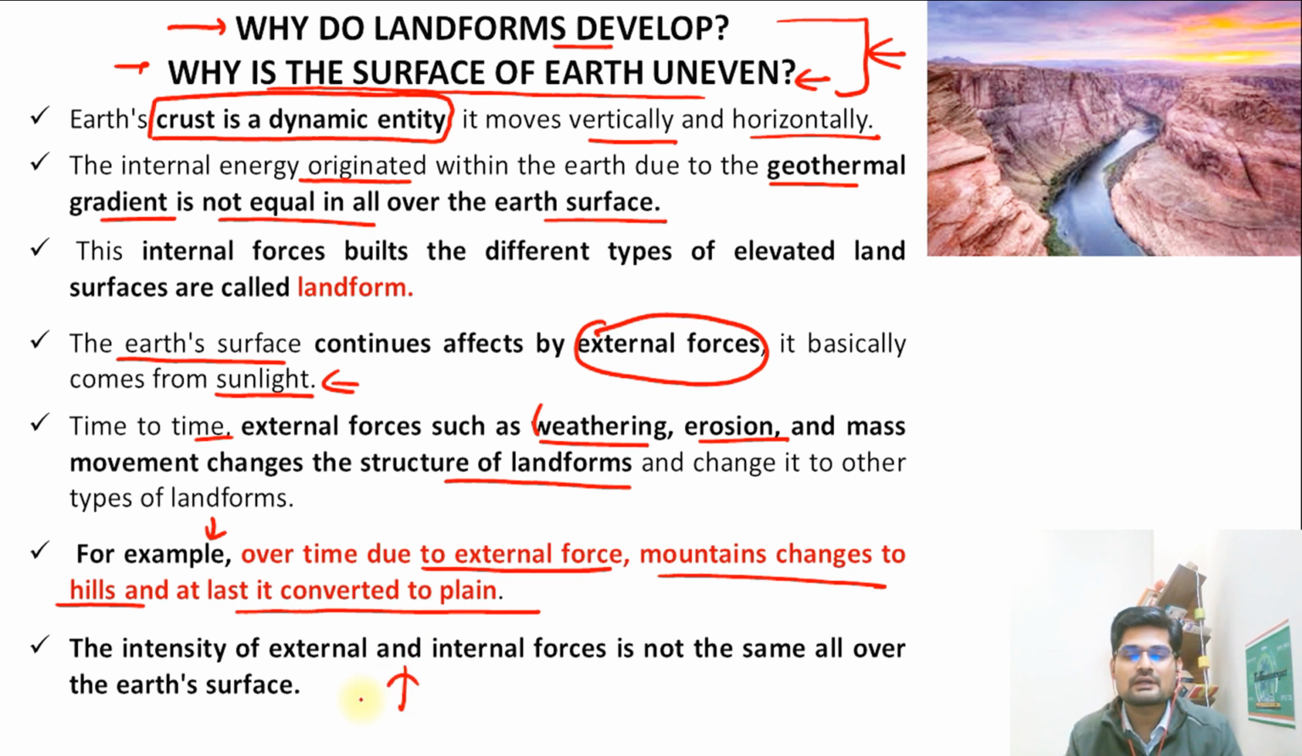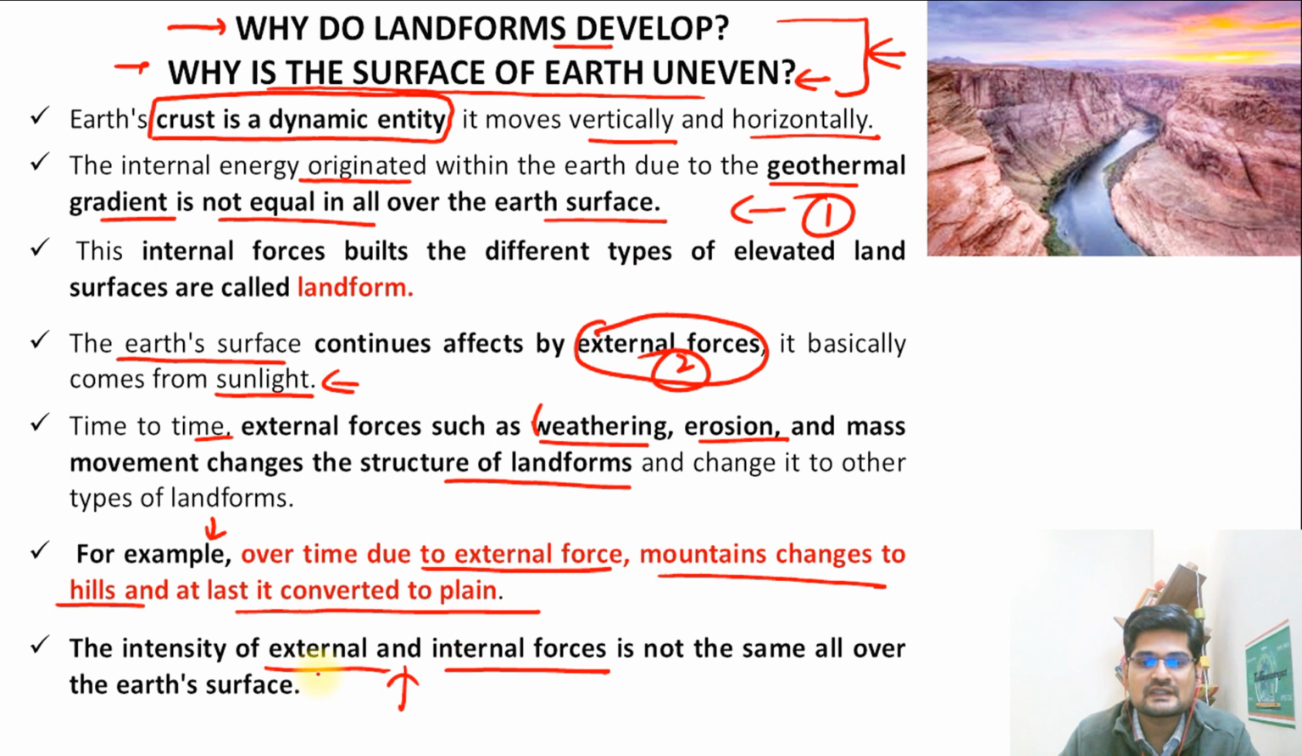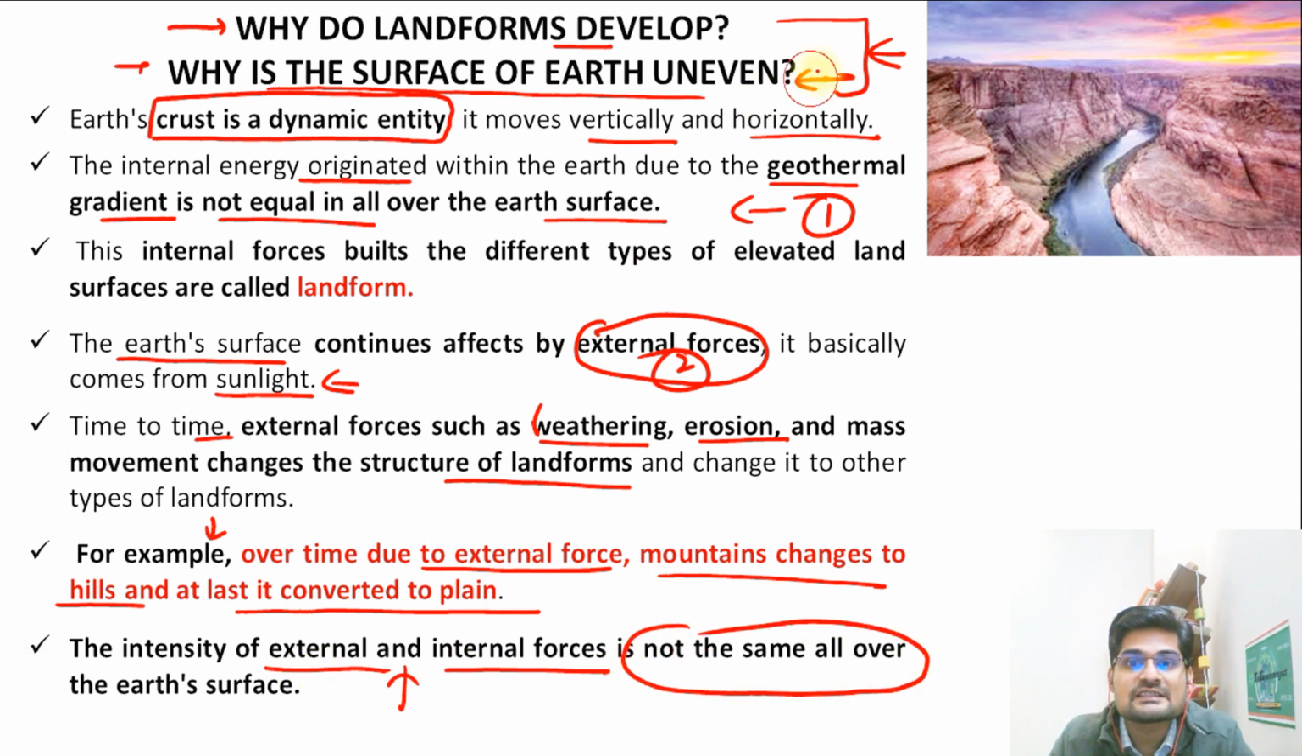So now what is important is that two kinds of factors, internal pressures or internal forces, right? That is geothermal gradient. That is the first point, and the second is the external forces that we learned, right? And intensity of external and internal forces is not the same all over the earth, and that is why earth's surface is not even. That's why there are different landforms at different places. It all depends upon these internal forces and all the external forces and their balance, right? That is how different landforms are shaped differently on the Earth's surface.